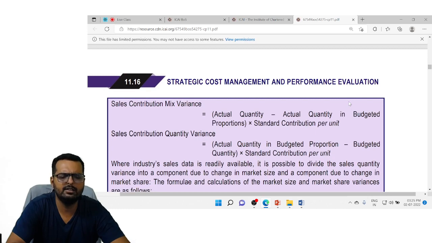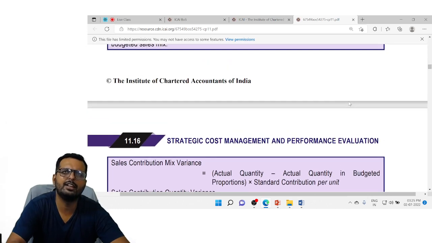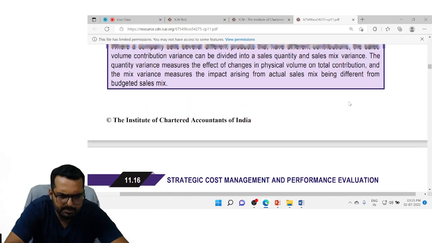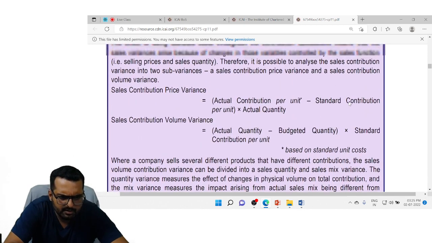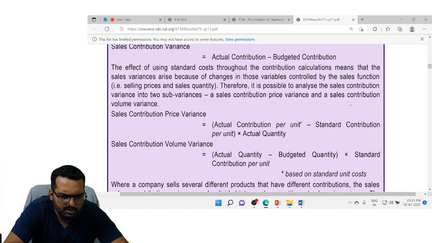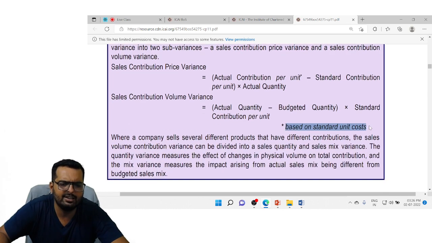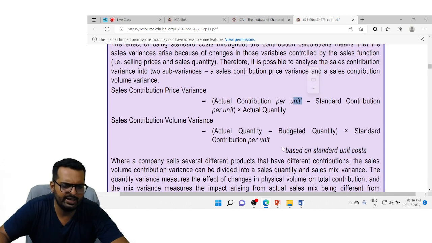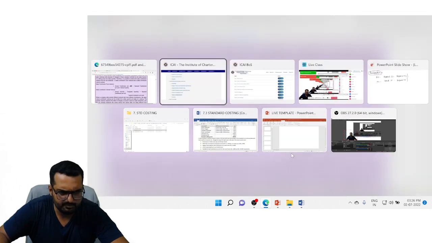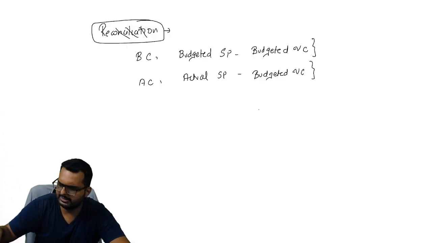It's always standard contribution per unit that is relevant. I think VQ into VP, AQ into AP, price variance, contribution volume variance, standard contribution, actual contribution. They have given a star over here. It is based on standard unit cost. Okay. So what I gave over here is correct. So it is minus budgeted variable cost.